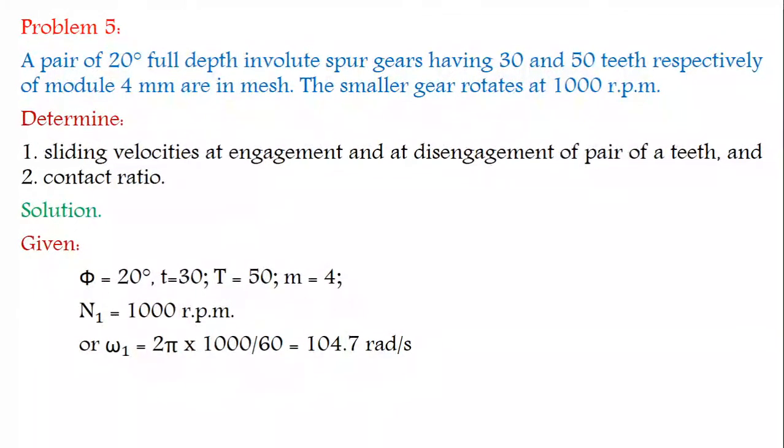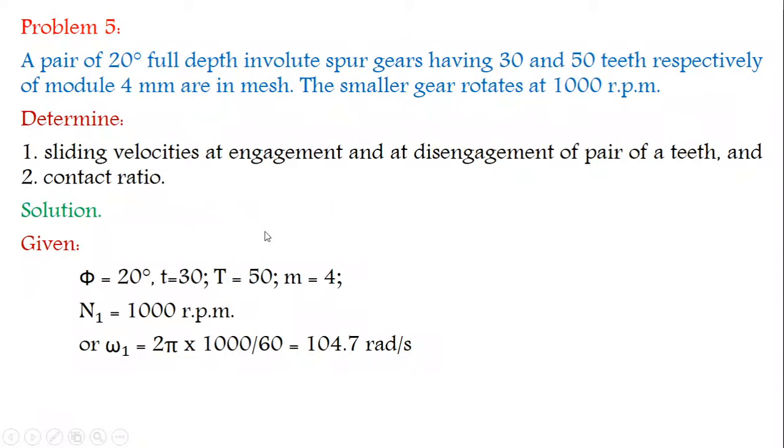Similarly, from the previous tutorial problems, you will find the other things. The sliding velocity at engagement and disengagement is (omega 1 plus omega 2) into KP for engagement, and for disengagement into PL. And the contact ratio is nothing but the length of arc of contact divided by the circular pitch. Using that relation you will find this value.